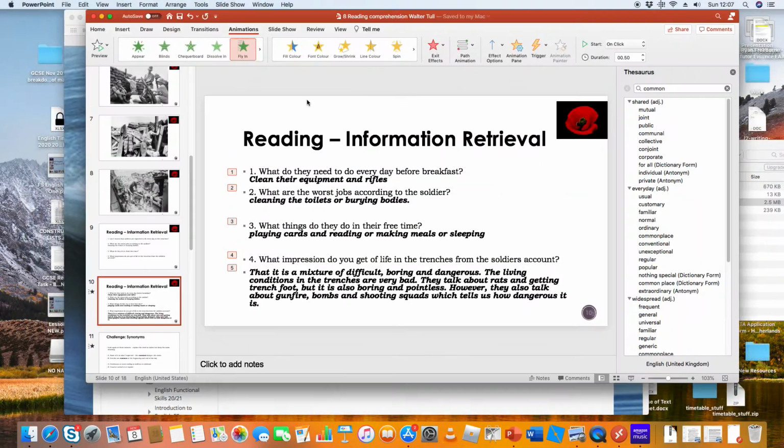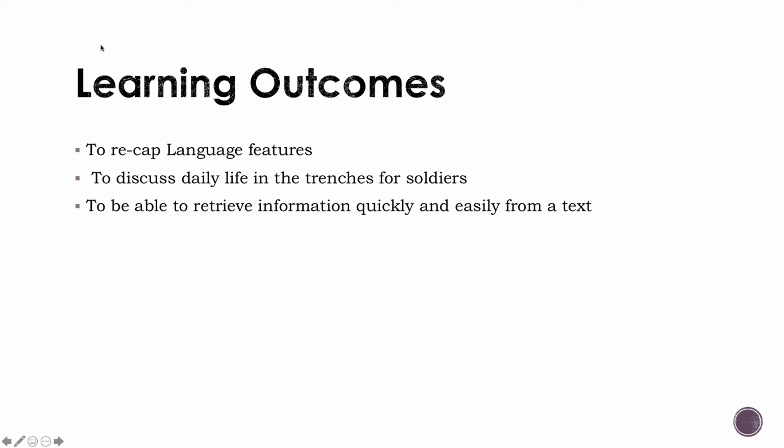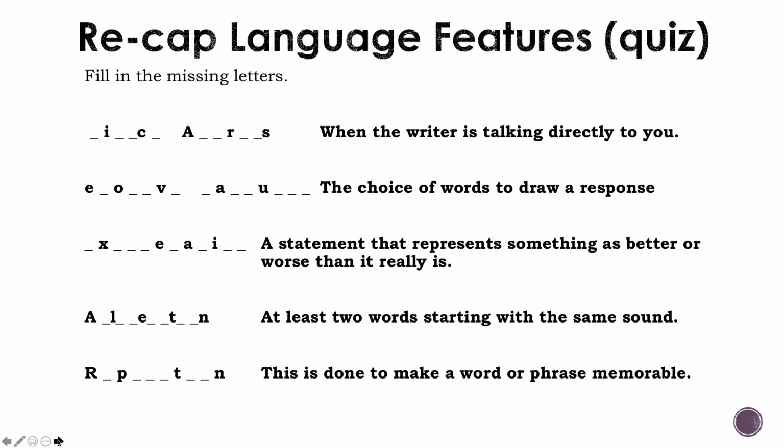Okay, so just let me bring my PowerPoint up. Okay, so outcomes, the aims for today's lessons are to do a recap of language features, and then we're going to do a couple of readings about World War I and Remembrance Day. Obviously, this week is Remembrance Day, Remembrance Sunday, so it's quite apt that we're doing some readings that reflect the experiences.